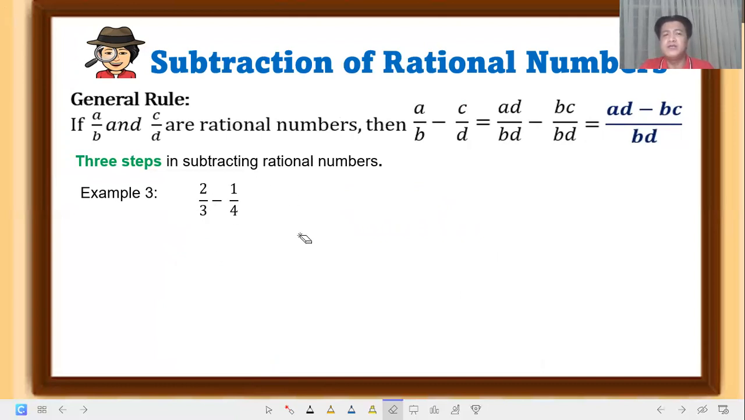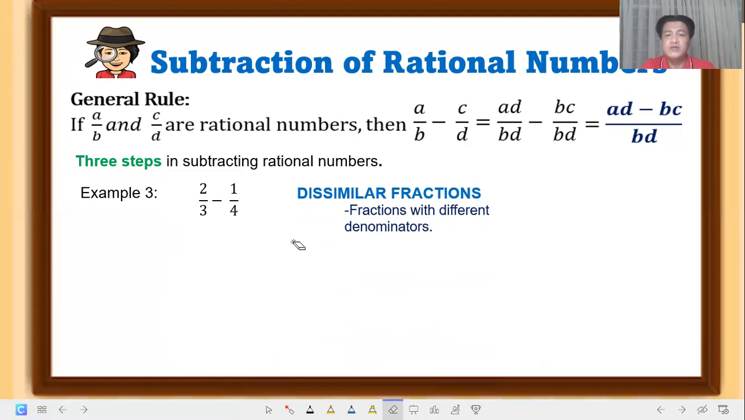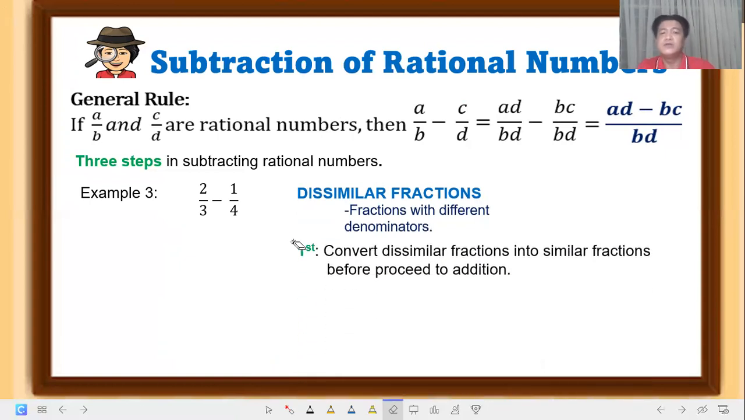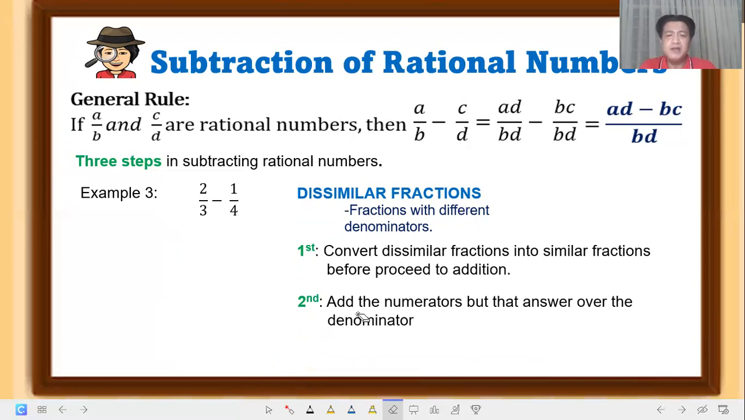I have here 2/3 minus 1/4. Di ba, sabi doon, we have to identify first what kind of fraction this is. This is a dissimilar fraction, or a fraction with different denominators. So, step 1, convert muna natin yung dissimilar to similar fraction before we proceed. Step 2, subtract the numerators and put the answer over the denominator. And step 3, simplify the fraction if needed.